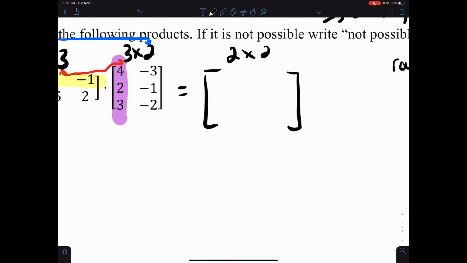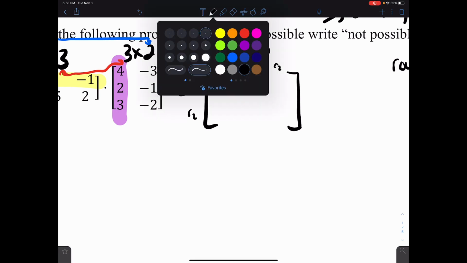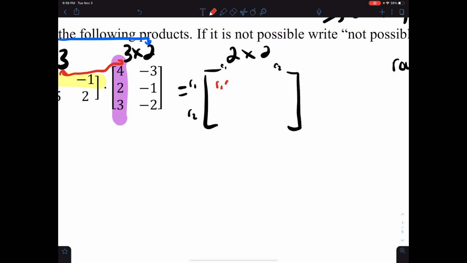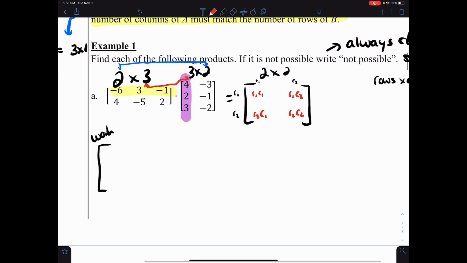If this is a 2 by 2, we should have row 1 and row 2, and then column 1 and column 2. So when I put an element here, it's in row 1, column 1. When I put an element here, it's in row 1, column 2. This element there would be row 2, column 1. Whatever I'm going to put here, I could just refer to as row 2, column 2. So what's nice is that you figure out what element you want in your answer, and that's how you figure out what to multiply.